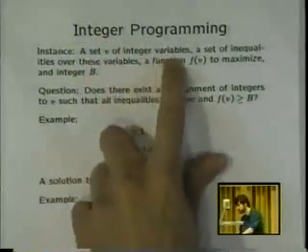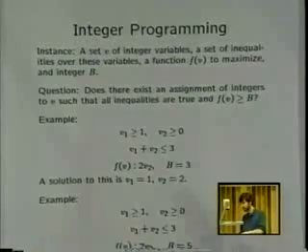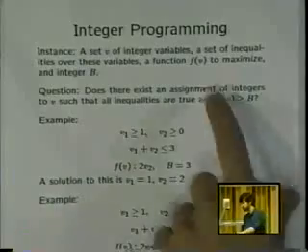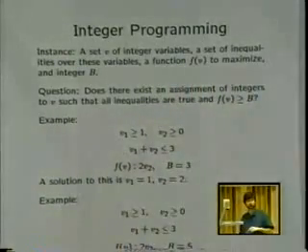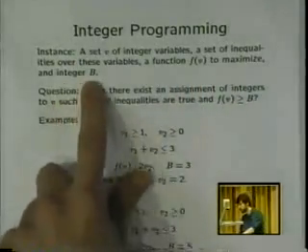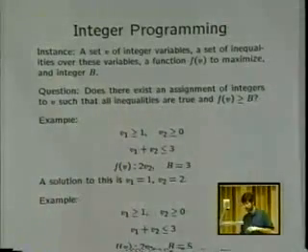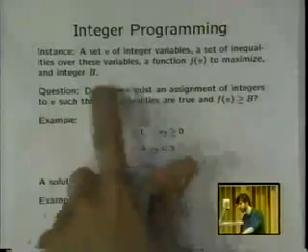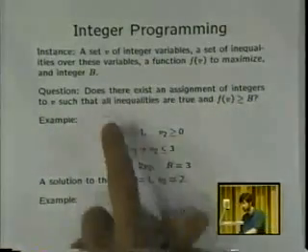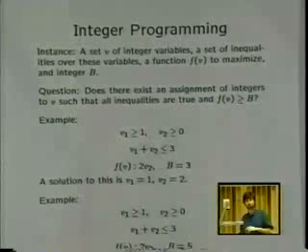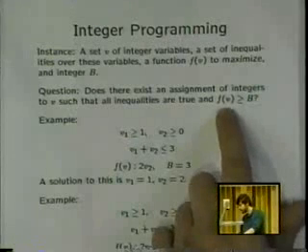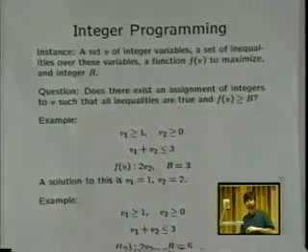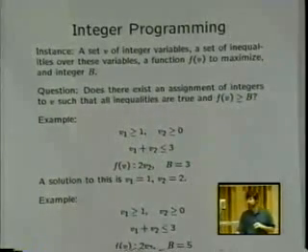You've got a set of integer variables, a set of inequalities over those variables, some kind of a function you seek to maximize, and some kind of an integer b. What's the question? Is there a way to assign integer values to those variables such that all the inequalities are true, and that optimization function value is greater than our bound? So what is the integer programming problem?